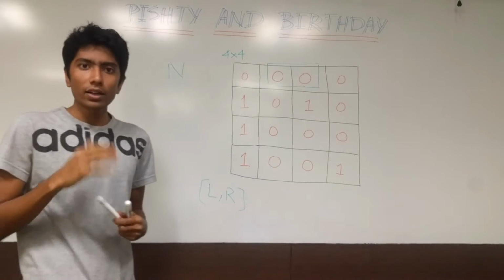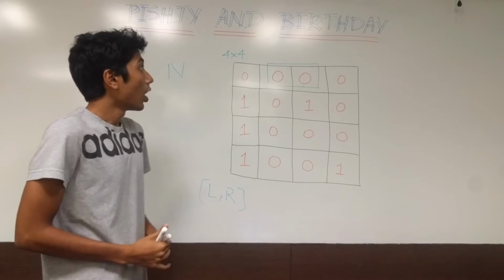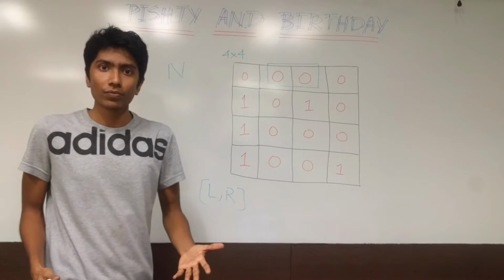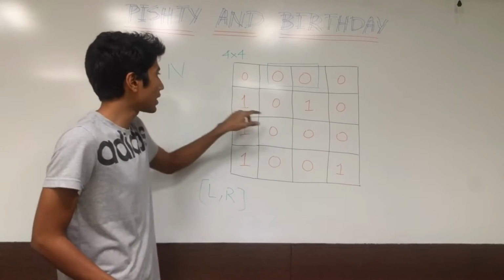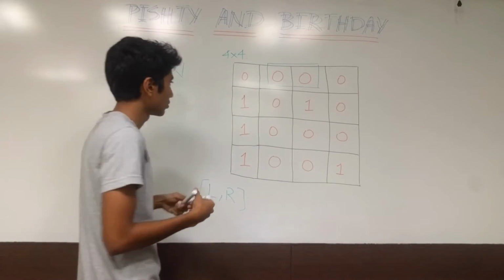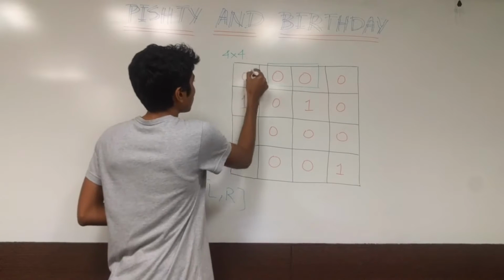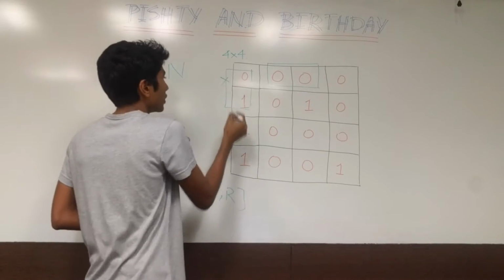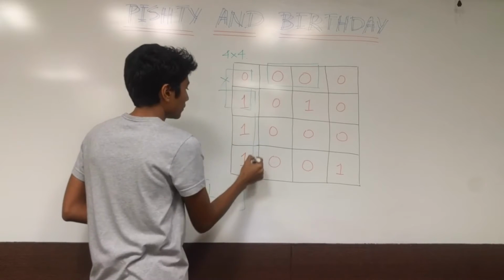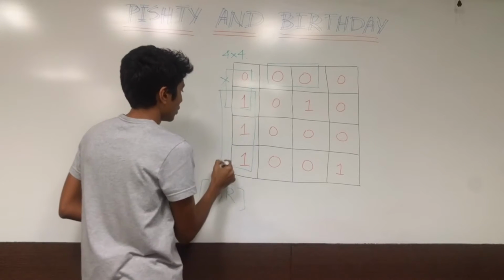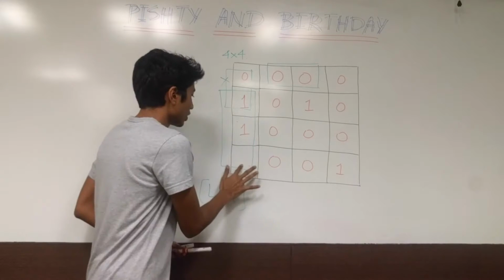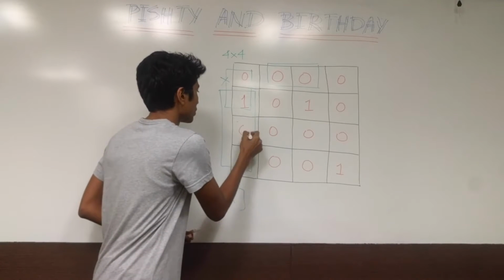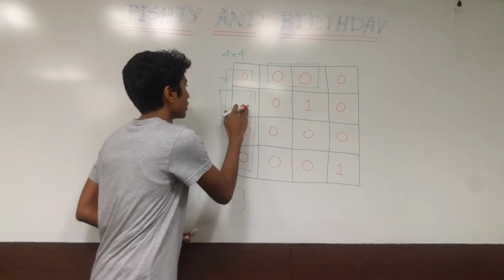There is one constraint on the rectangle that you choose. All the candles in that rectangle should be burning. So if you choose this rectangle, that would be illegal. You can't choose this rectangle. You could, however, choose this rectangle. All candles in this are burning. So let's just set this to 0. That's 0 here, 0 here, and 0 here.